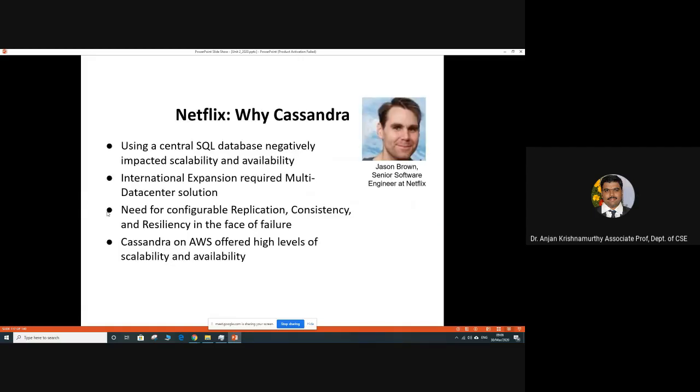Why was Cassandra chosen as a part of Netflix? Jason Brown is a senior software engineer at Netflix. He says that the central SQL system was negatively impacting scalability and availability. International expansion required multiple data center solutions. So the need for a configurable, replicated, consistent, and resilient-in-face-of-failure system was required. So Cassandra on AWS was offered, with a high level of scalability and availability. Cassandra was hosted on the cloud.